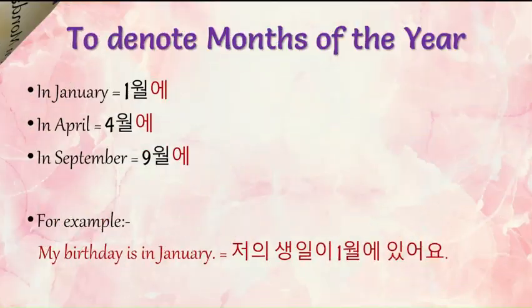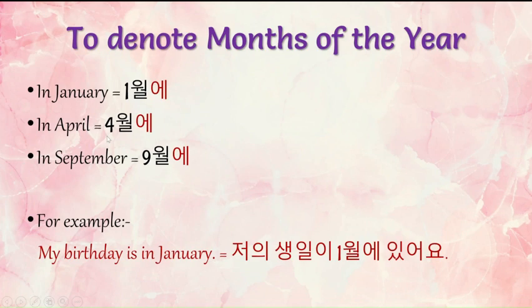Okay, now let's see how you're going to denote months of the year using the particle 에. Now we know there are 12 months and we name them according to the Sino-Korean number system. Il, I, Sam, Sa. Okay? So suppose you have to say in January. January is 일월. Fine? So if you say in a particular month, you have to attach the particle 에. So in January is 일월에.